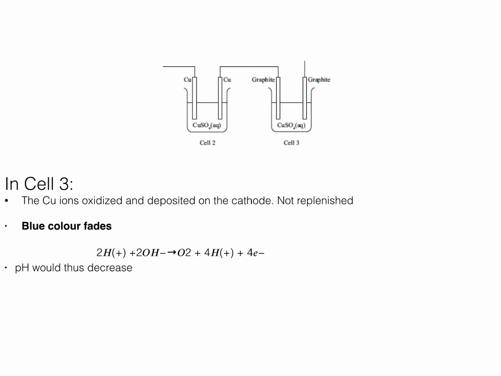What happens is the hydroxyl ions, the OH minus ions in the solution, get oxidized, and you have oxygen that comes out at the anode, which eventually produces hydrogen ions, 4H plus ions. So in this case, since we're producing hydrogen ions, the solution will get more acidic, which means the negative log of hydrogen ion concentration, the pH, would actually go down. So in cell 3, the solution color changes and the pH goes down.